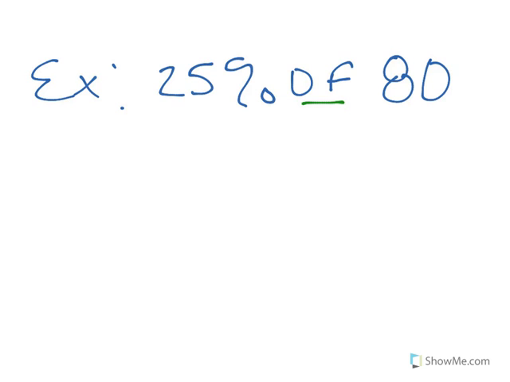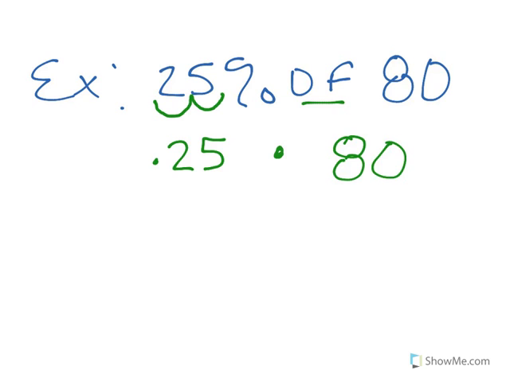First, we're going to change my percent into a decimal. My imaginary decimal is right here, and I'm going to be moving it one spot, two spots over. So I'm going to write 25% as 25 hundredths. I'm going to change the word "of" to a multiplication sign, and I'm going to bring down the 80. Now this is just a multiplication of decimals problem. So I'm going to multiply 25 hundredths times 80.